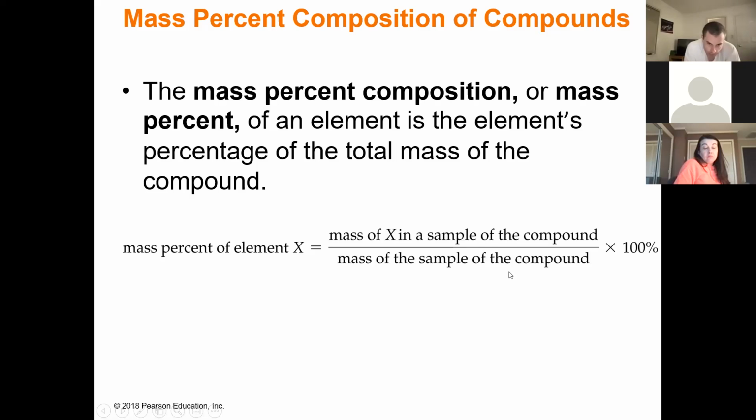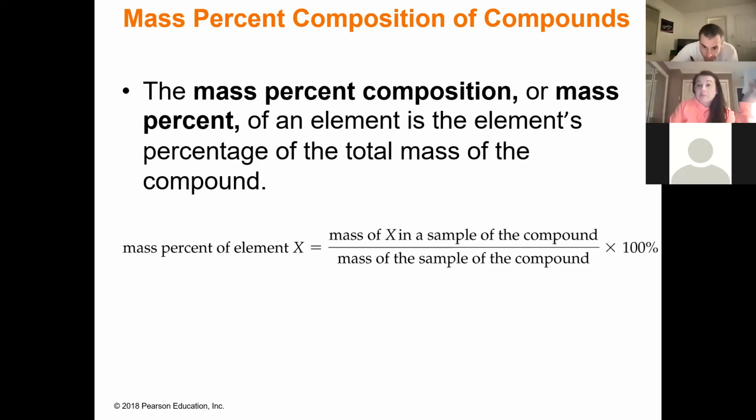Okay, so the mass percent composition or mass percent of an element is the element's percentage compared to the total mass of the compound. So this would be like if you've ever calculated your percent body fat. How is that calculated? You take the amount of your body that's fat and you divide it by your total body's mass. And then you go ahead and multiply it by 100. And that gives you a percentage of how much of your body is fat. The same equation applies when we're doing a mass percent of a composition.